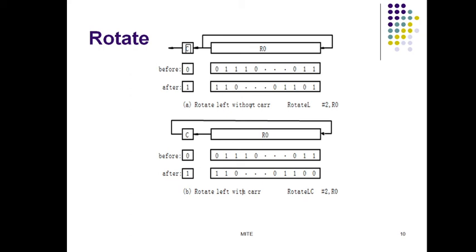So why is it 0 0? Whatever value is present in carry becomes the sign bit. So 2 zeros it is. This is about rotate left with carry.